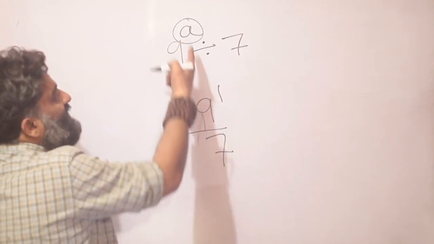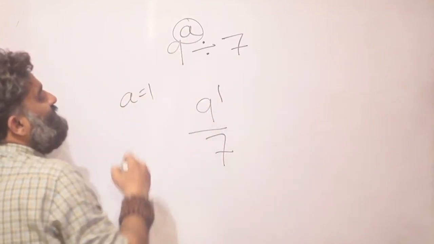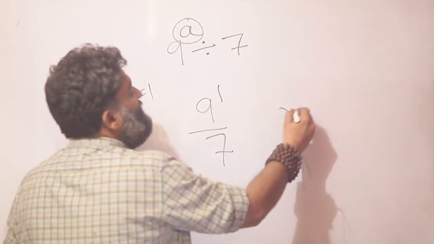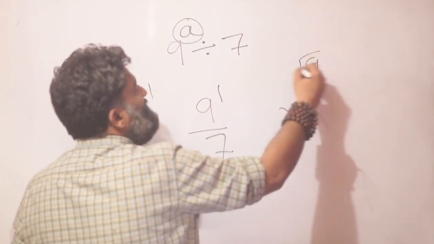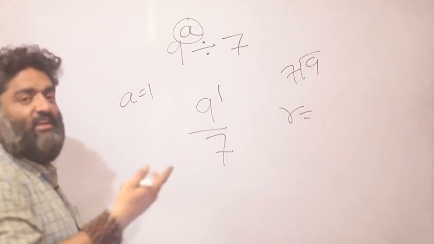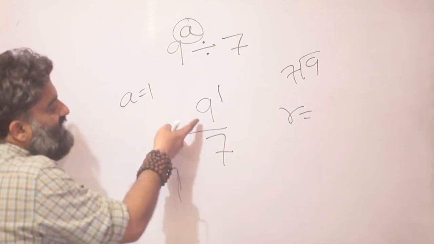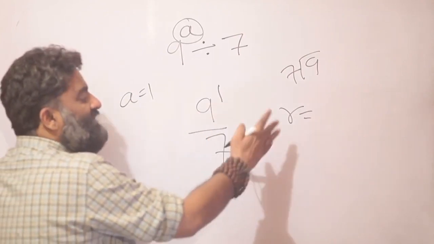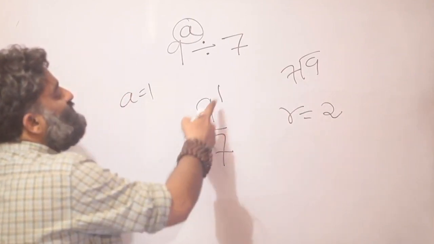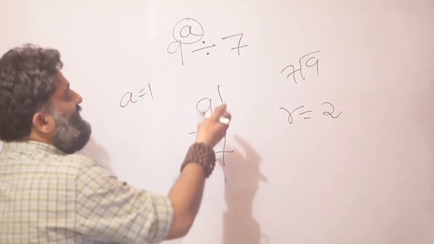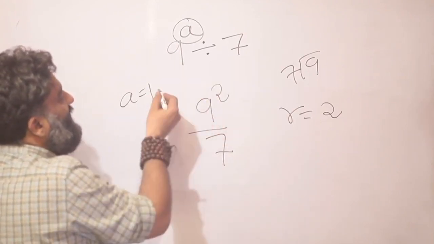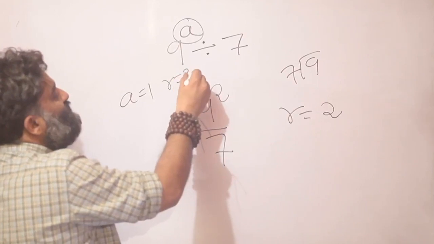9 raised to 1, a I am taking as 1. Now this is nothing but 9. 9 divided by 7, I am not doing the whole process over and over again. We are now slightly older in age, so we should be able to do this directly. 9 divided by 7, remove 7, the remainder would be 2. So if 9 raised to 1, the remainder is 2. But what if I change the situation? So take it down, a is 1, remainder equal to 2.